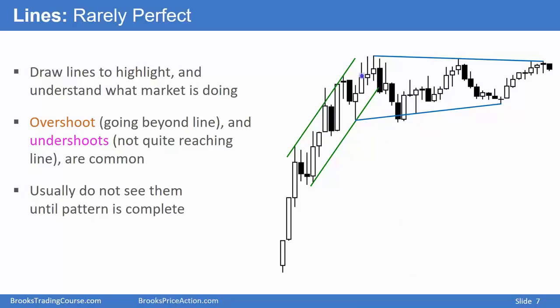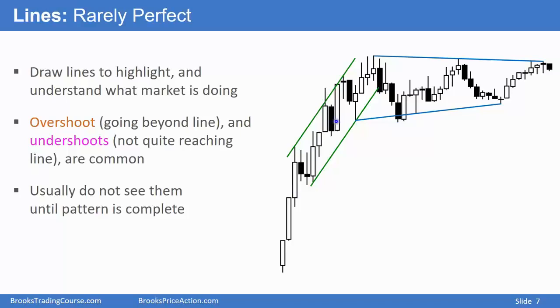Here we have a reversal up, another reversal up, another reversal up. Initially I'll draw a trend line in a bull trend connecting these two lows, but then I see a reversal up here, and I'll change the line and I'll use this low and that low. When I do that, this bar is below the line. Therefore, this is an overshoot.